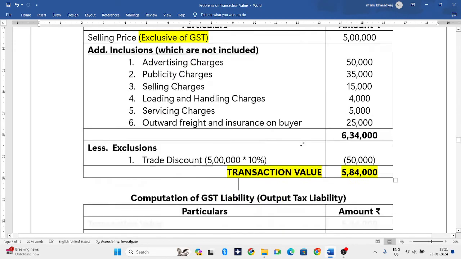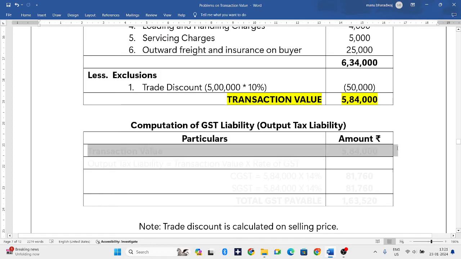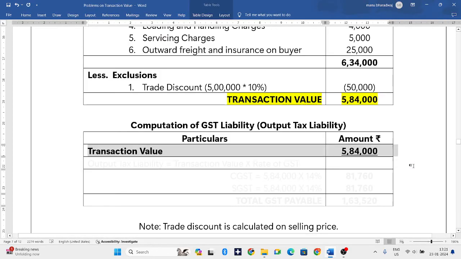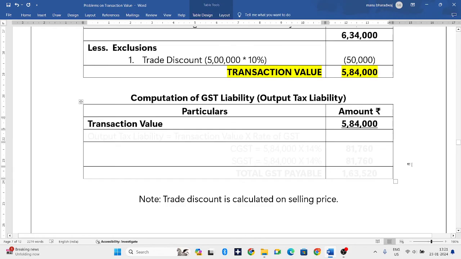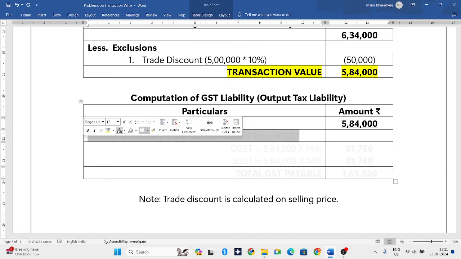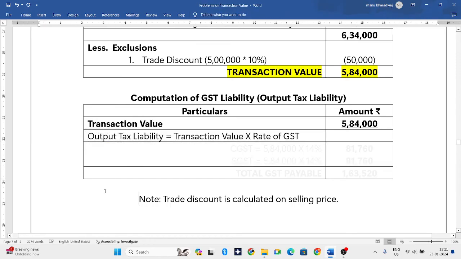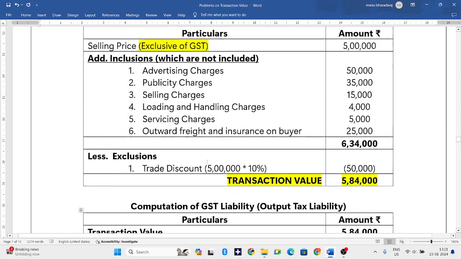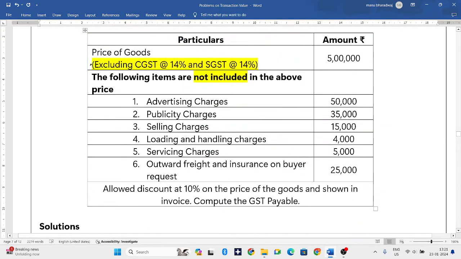Now this transaction value is required to calculate the GST payable. So while computing the GST liability, first we have to write the transaction value. There is a formula to calculate the output tax liability. The formula is transaction value into rate of GST. So whatever the transaction value is, if we apply the rate of GST on that, we will get the tax liability. In the question, clearly they have stated that CGST will be 14% and SGST will be 14%.